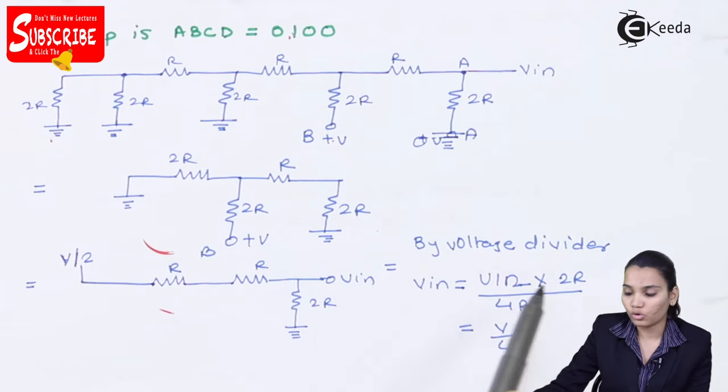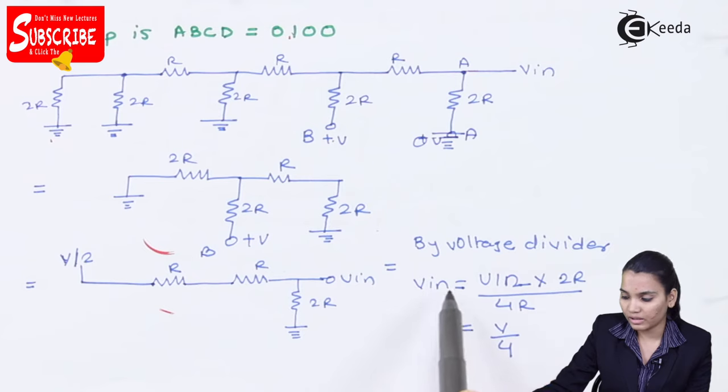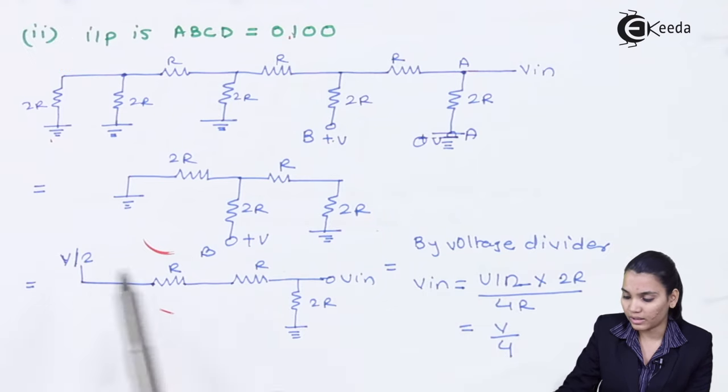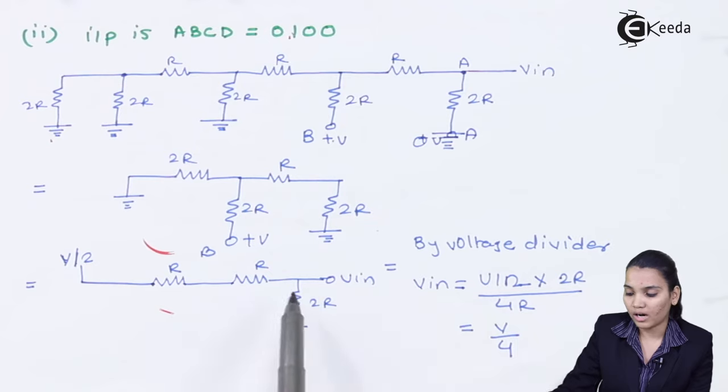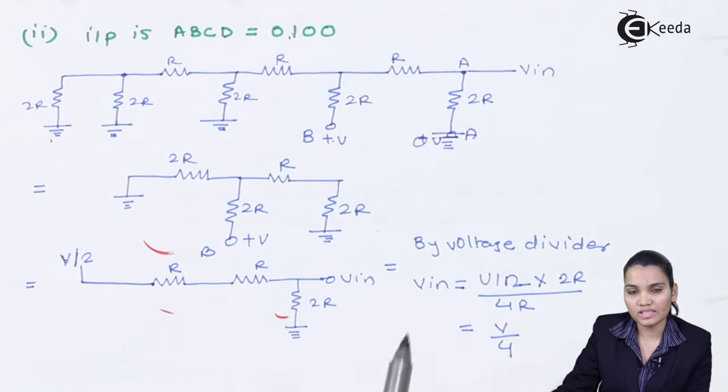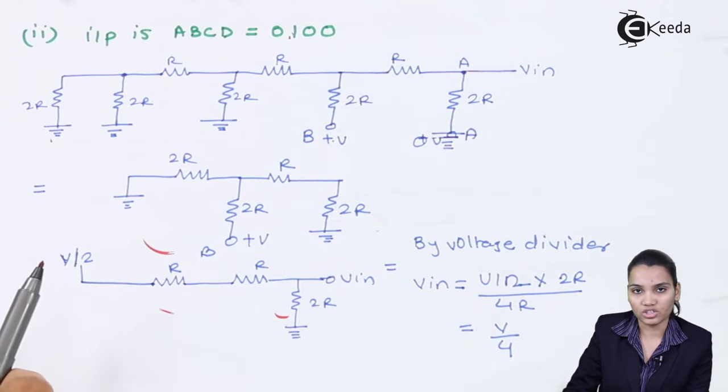So after applying the voltage divider formula, what will we get? Vin is equal to V/2, that is the voltage across this terminal, into the resistance, that is the 2R, which will be nothing but in series, divided by 4R. How have we got the 4R? This 2R plus R plus R, we have got 4R. So Vin is equal to V/4. So this is how you can simplify by applying the voltage divider formula.